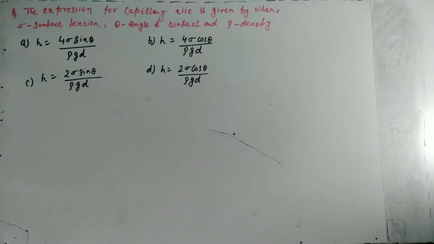The expression for capillary rise is given by, where sigma equals surface tension, theta equals angle of contact, and rho equals density. We have to find what the capillary rise is.